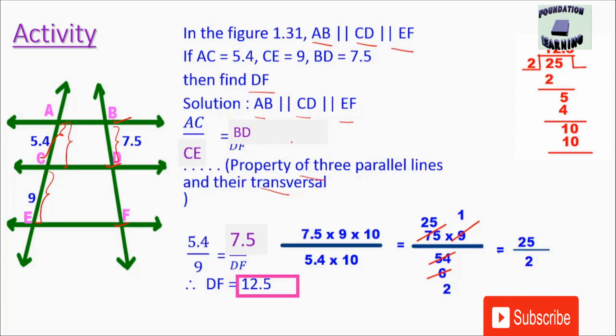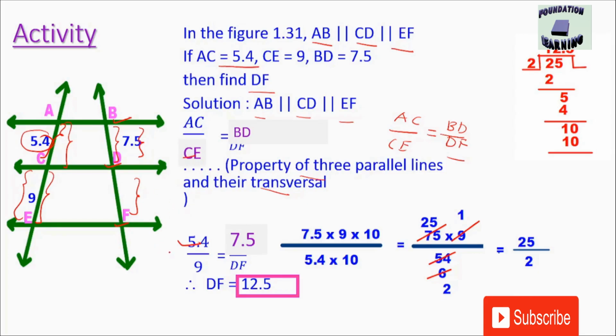AC upon CE, or AC is to CE, will be equal to BD is to DF. BD is to DF. We have already done it. I am just revising once again. And now we are going to substitute the values of AC, CE, BD in order to find the value of DF. So what is the value of AC? 5.4. We have got it here, 5.4. And even in the question we had 5.4.